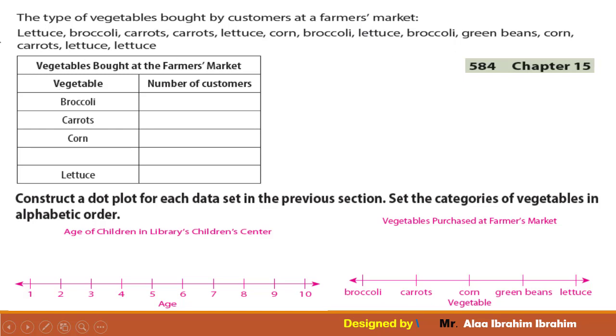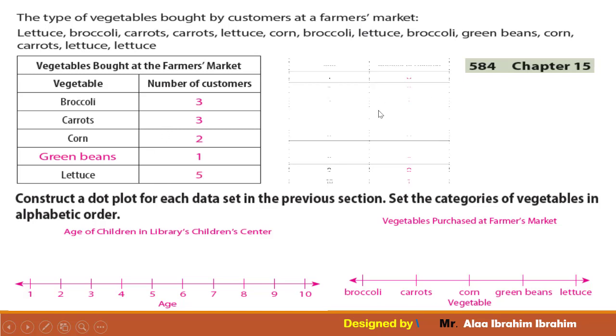You make a frequency table here, with the vegetables and numbers. The broccoli, if you count, 1, 2, 3, so 3. The carrots, if you count, 1, 2, and I think also 3. The corn is 2, and we have something missing that we didn't write here, green beans. If you count how many, it is just 1. The total here is 5.